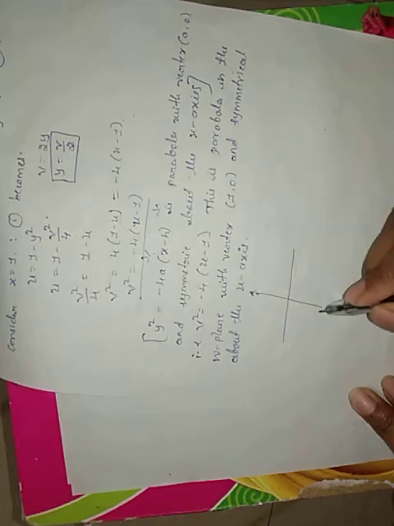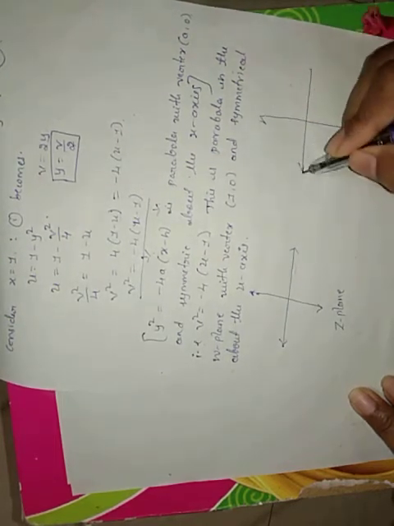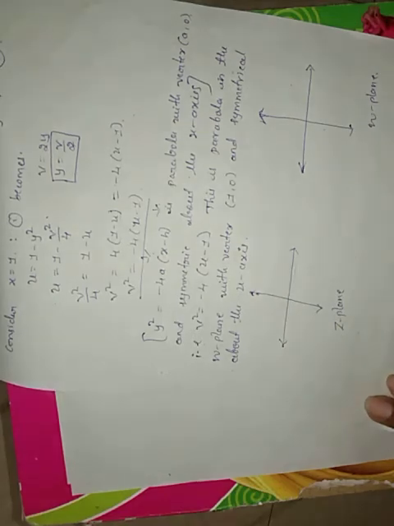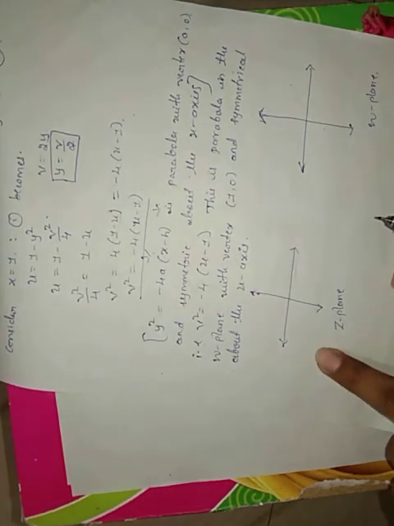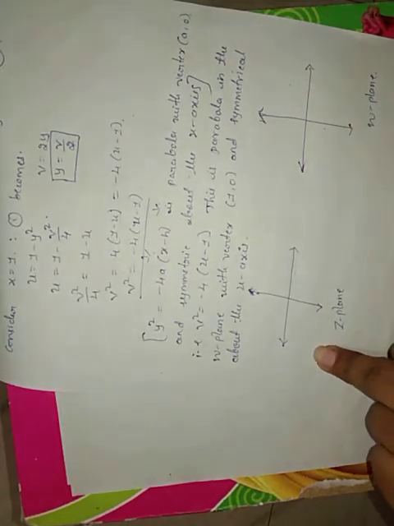Suppose this is your z plane and this one is your w plane. At the end I will draw the graph combining all three lines, but before that, for understanding purposes, I am drawing the graphs separately here.